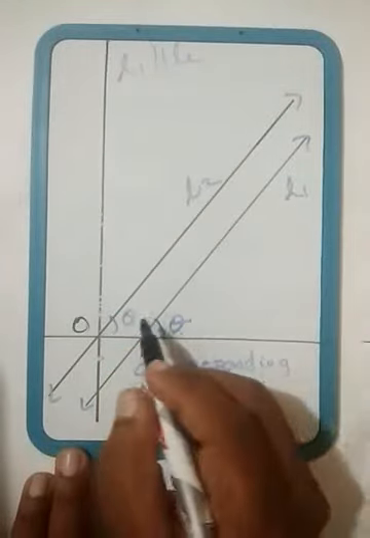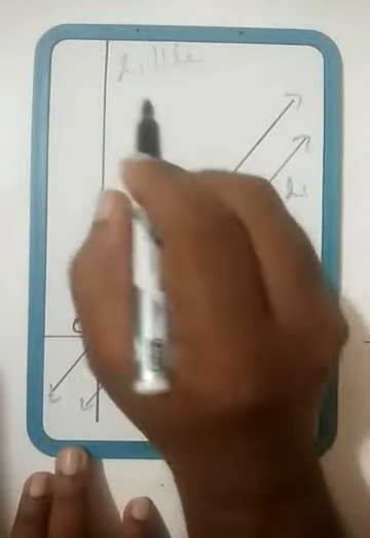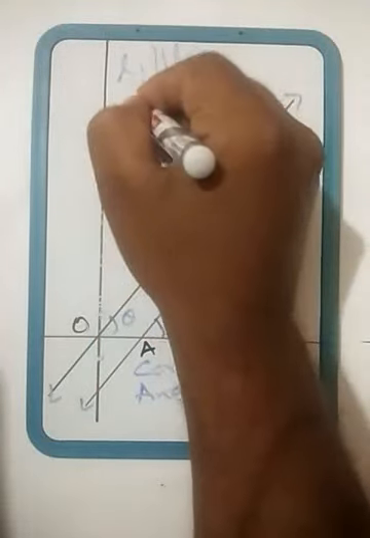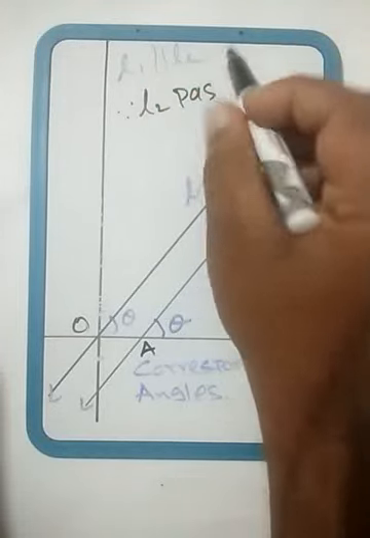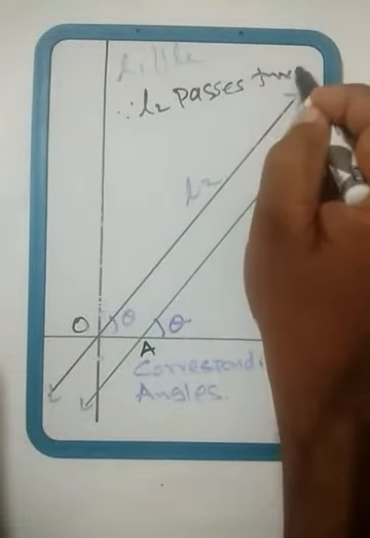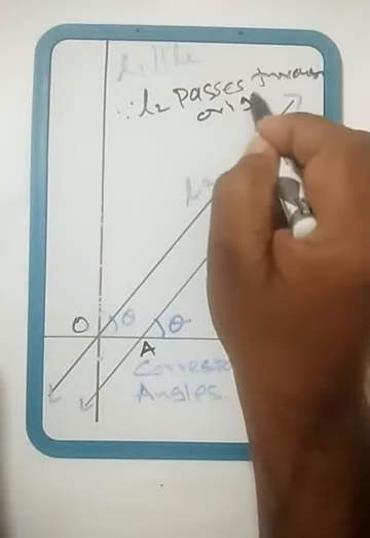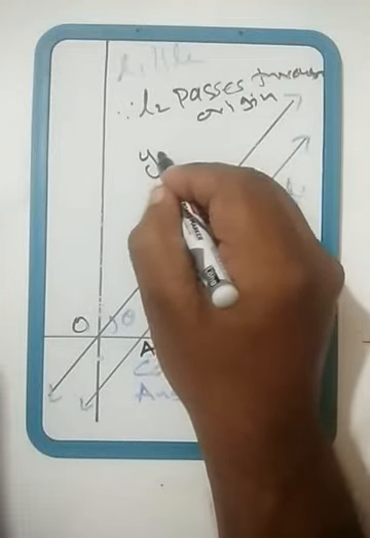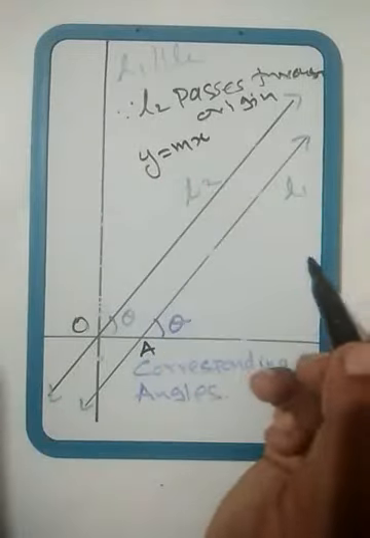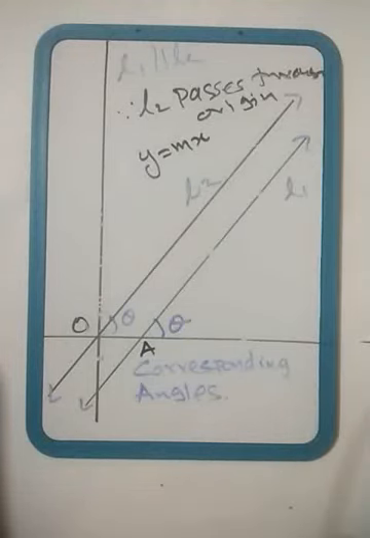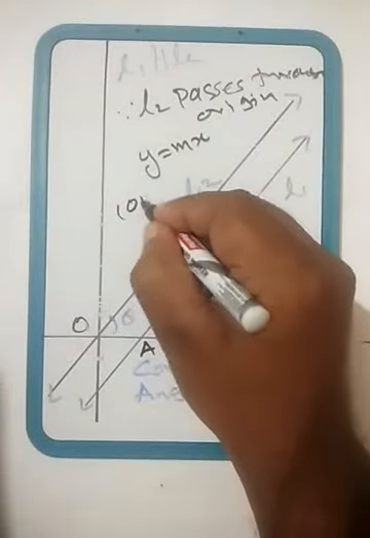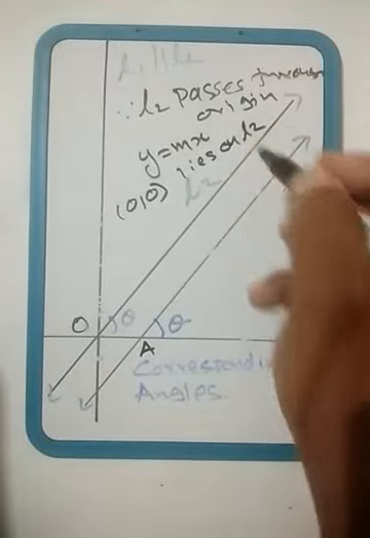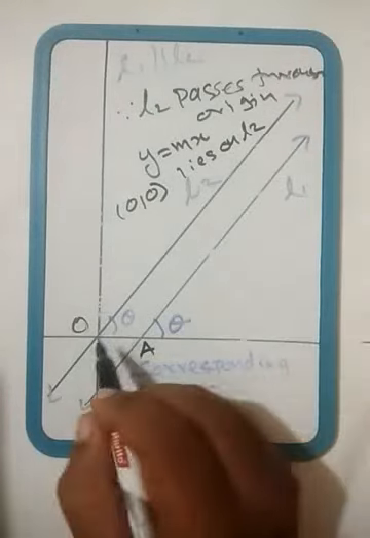So if you look at the tan theta here and here, lines L1 and L2 have the same slope. Because the line L2 passes through the origin, observe that its equation is y is equal to mx. There is no constant because the point (0, 0) lies on L2.